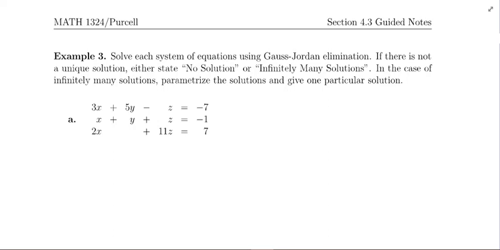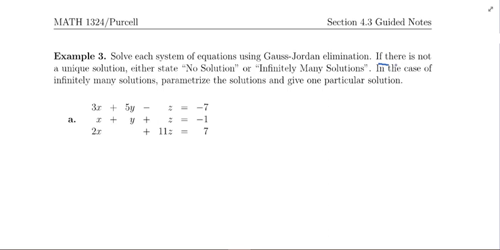In example 3, there are 5 systems that we are going to solve using Gauss-Jordan elimination. Make sure you look at the directions here. It says if there is not a unique solution, either state no solution or infinitely many solutions. And in the case of infinitely many solutions, parameterize the solutions and give one particular solution. So keep that in mind if you do not get a unique solution.